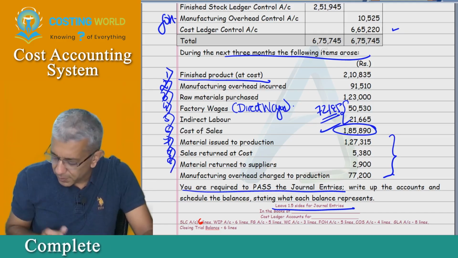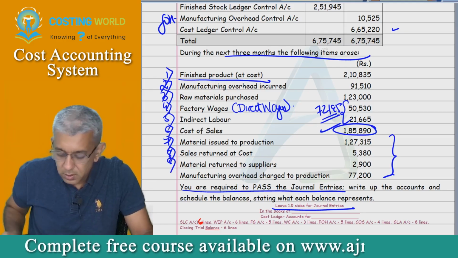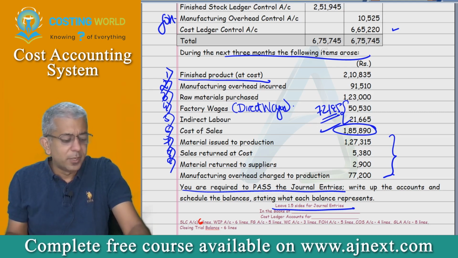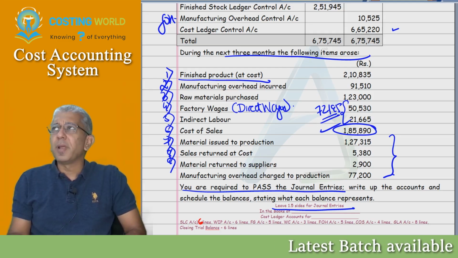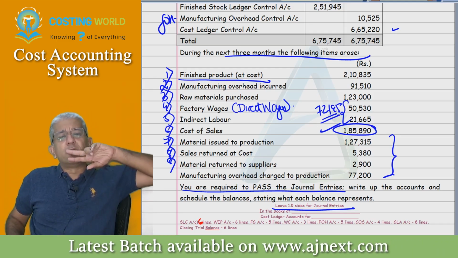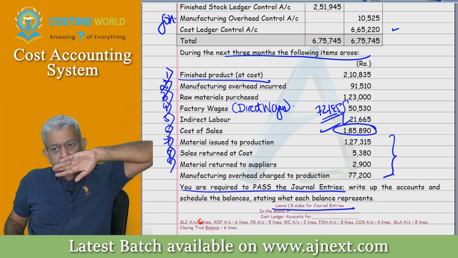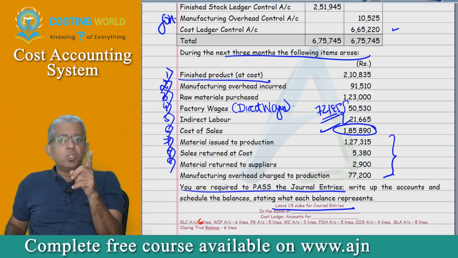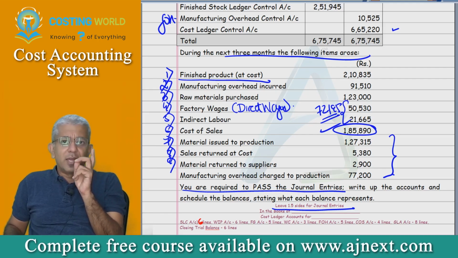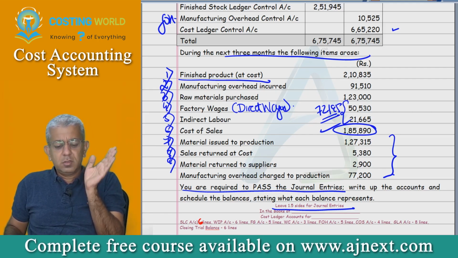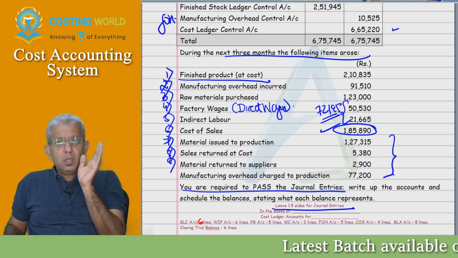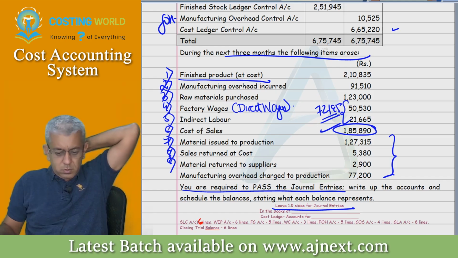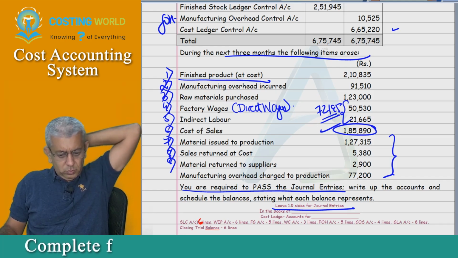Read on ninth. Materials returned to suppliers. No, where did WIP come into this also? Material returned to suppliers. Can you say this will be the opposite entry to purchases? Whenever you purchase, the entry is SLC to GLA; these are purchase returns. So that will be the entry of GLA to SLC. You all write down. GLA account debit to SLC account. 2900.